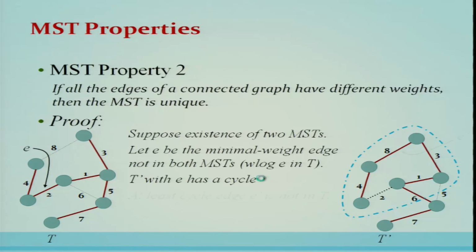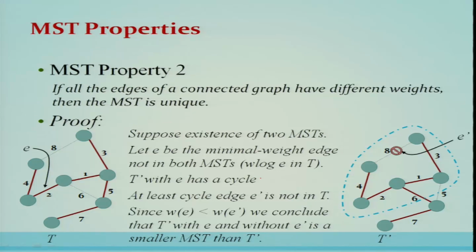So here in this animation we can see that in this particular tree, let us take an edge E prime, and in this particular spanning tree on that graph, another spanning tree T with another edge E. Now we can see that, let E be the minimal weight edge not in both MSTs. Without loss of generality, E is in T.